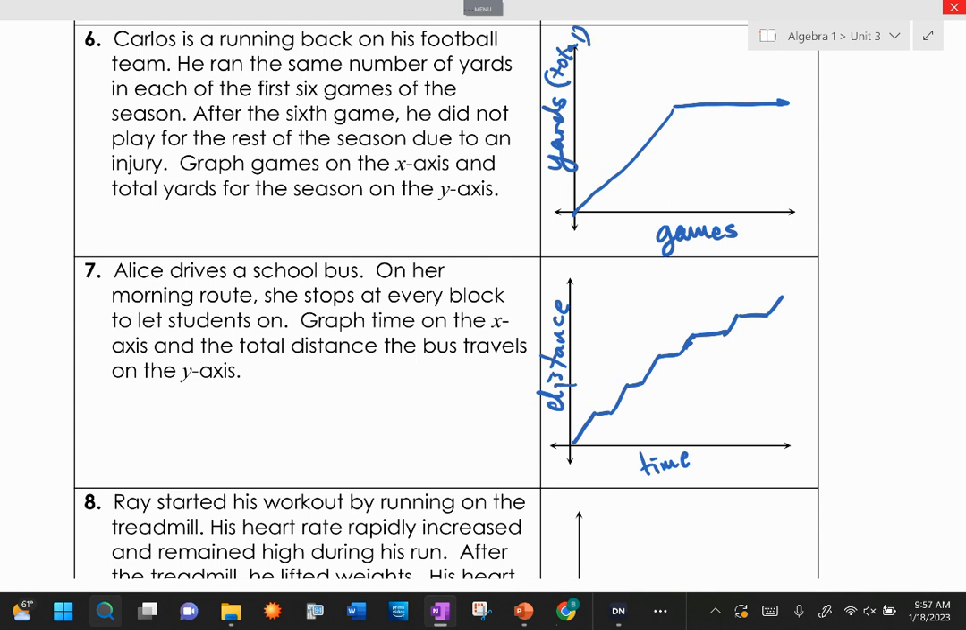Now, that's why it says it specifically right there. The way that you're thinking about it, Brandon, would be like yards per game, and then the way that you were thinking about it would be spot on. Okay? Number 8.